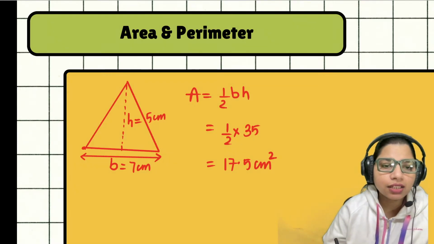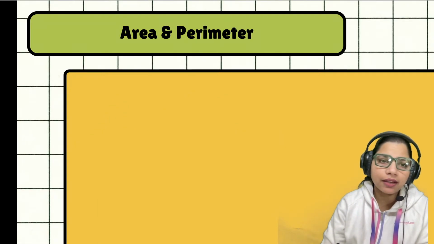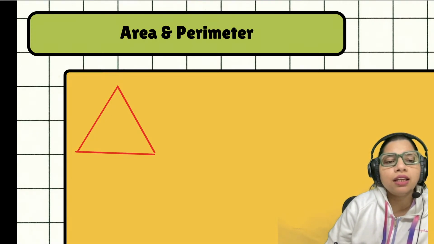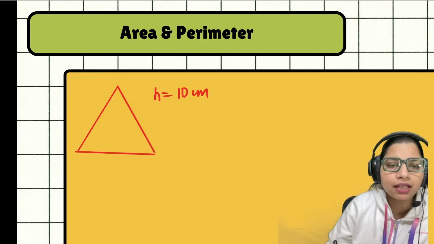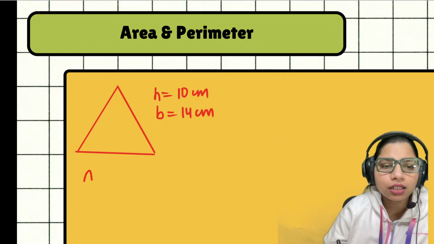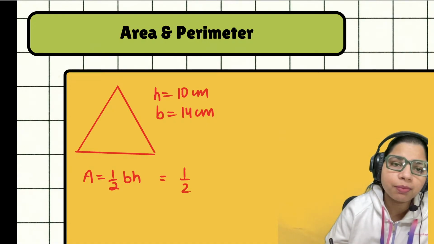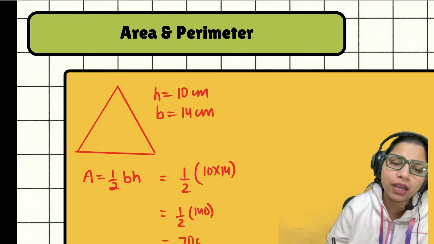Okay. Now let's move to the next question to find out the area of the triangle. Again, your height is given to you as 10 centimeters and your base is given as 14 centimeters, maybe something like this. The area is half base times height. That means half of 10 times 14. Half of 140, that is 70 squared centimeters.